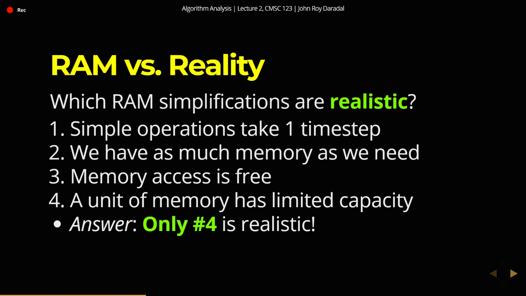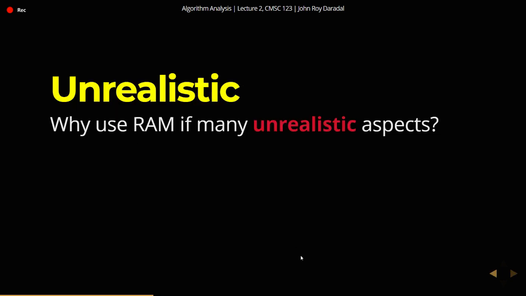The simplifications 1 to 3 are not really realistic. Simple operations like arithmetic do not take one time step. Division will take longer than that. We don't have as much memory as we need because of course our memory is finite or limited. And memory access is not free because it also takes time to store and get data from memory. Okay, so there's a lot of unrealistic simplifications in the RAM.